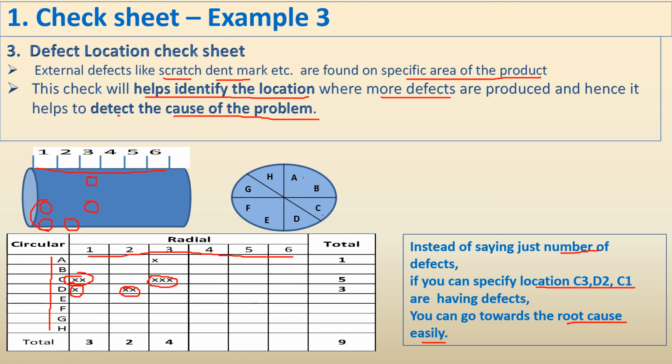Here some problem is coming. In the round bar, during some machining, at C1 and D1 and C3, D2, there are some problems like scratch mark, dent mark. This is the location we can find. This type of check sheet is used to detect the location where more defects are produced.